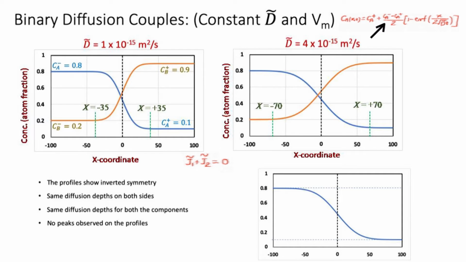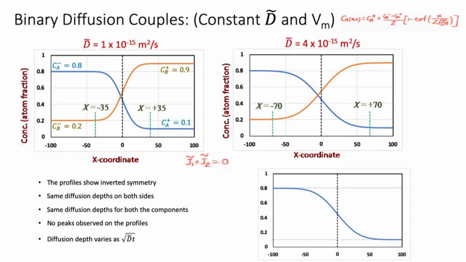Obviously, from this equation one can recognize that, as already discussed when we derived this equation also, the diffusion depth varies as root d tilde t. So, obviously, what it means is, if I increase the interdiffusion coefficient by 4 times, the diffusion depth should be doubled, which can be seen if we compare the two profiles here.